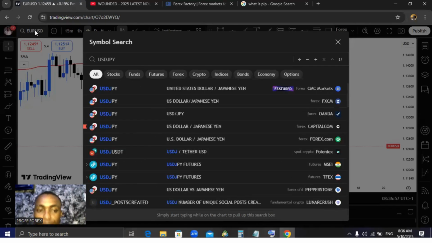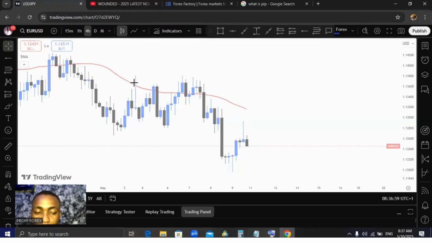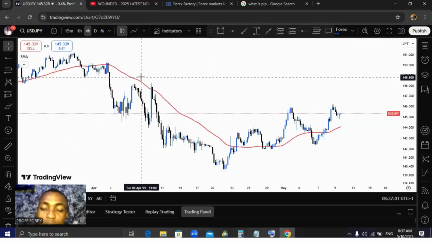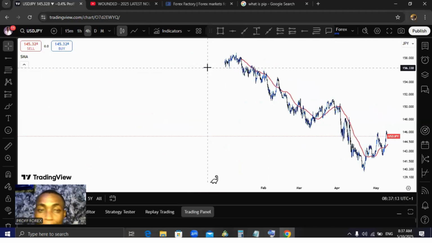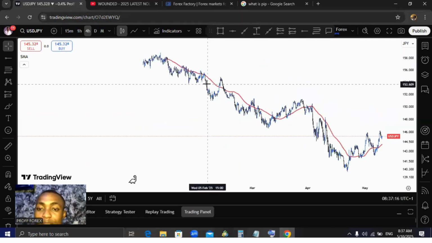USDJPY. Do you understand USD JPY? This is the United States dollar against the Japanese yen. JPY means yen, while USD means the United States dollar, to me being in the forex market. Okay, let's go to the 4 hour chart.